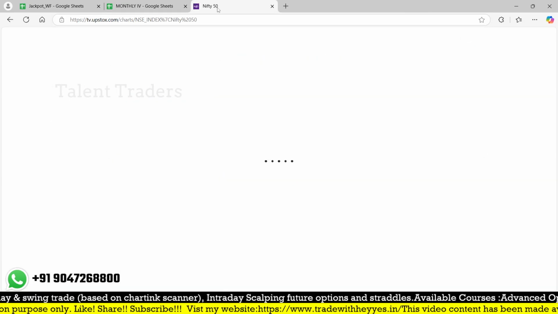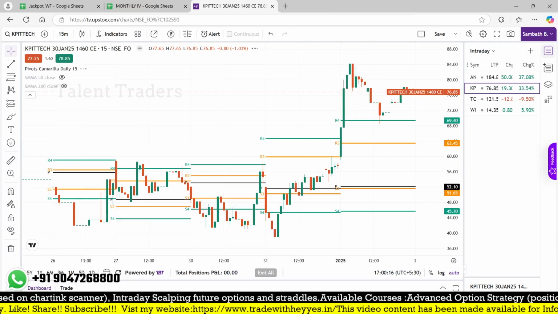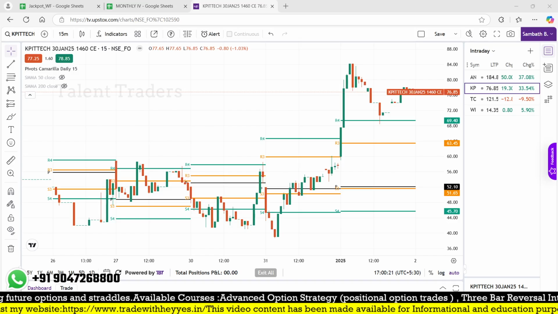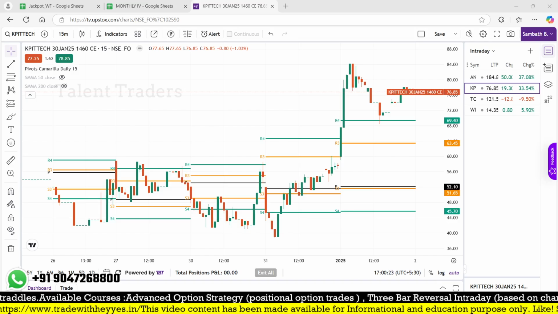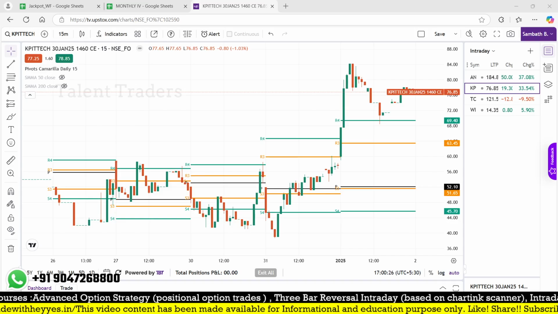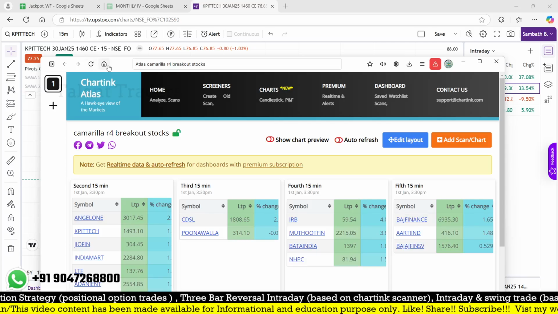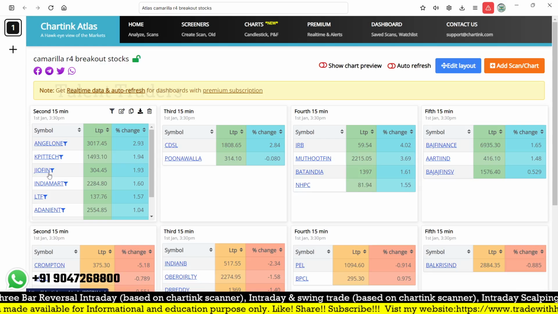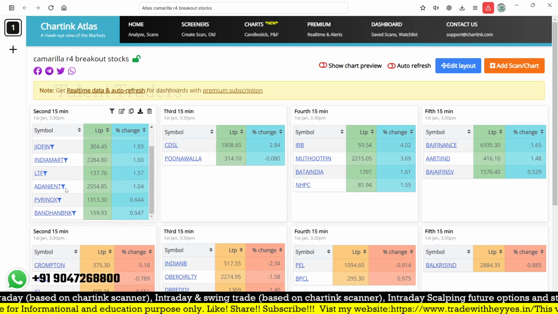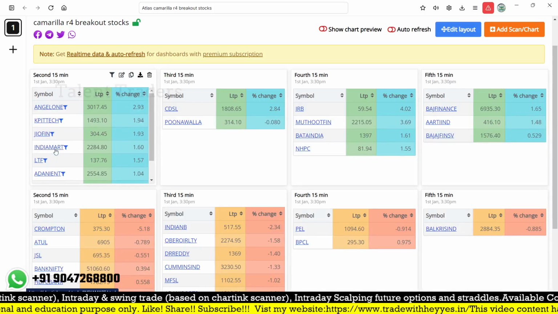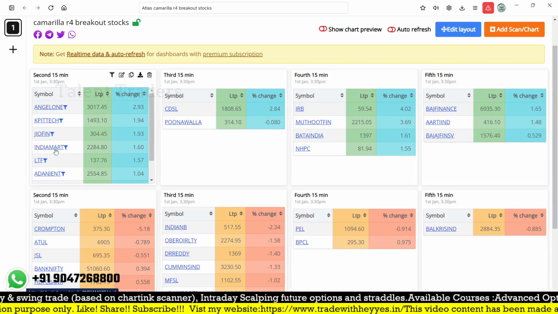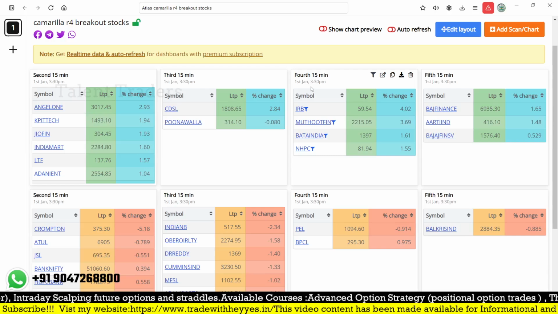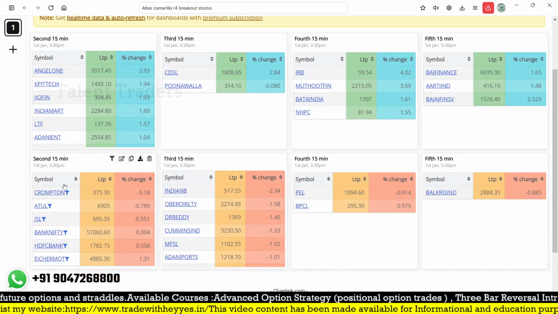Okay, so I'm always focusing on the equity which breaks on the second candle. For example, today I am finding them with my charting dashboard. That will easily tell us which stocks are going to break the R4 level at regular time intervals, every 15 minutes like this one. I found Angel One, KPIT today, Geofin, IndiaMart, LTF, Adani. These are all the stocks which trigger the Camarilla R4 on the second 15 minutes, that is 9:30 to 9:45.